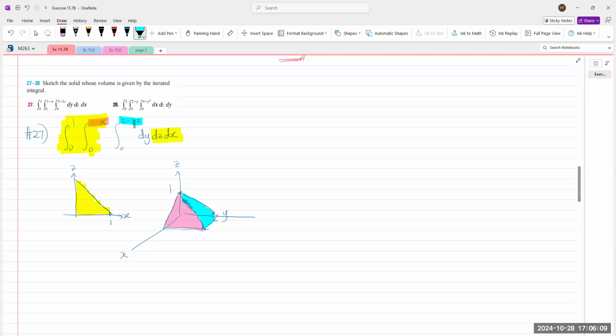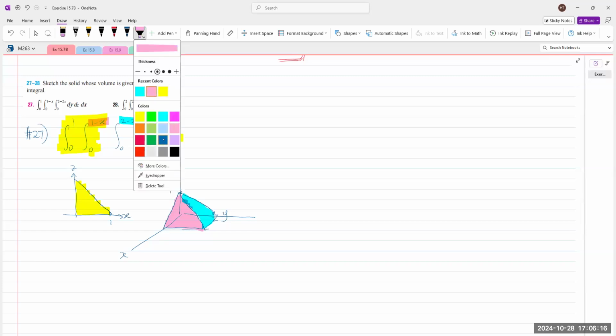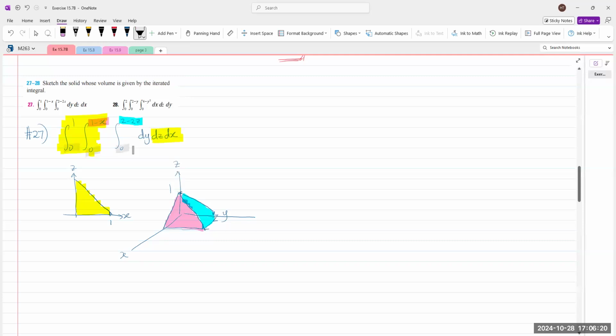Okay, that's the solid in the first octant. We know it is in the first octant because it is bounded this way here. Okay, that's for number 27.